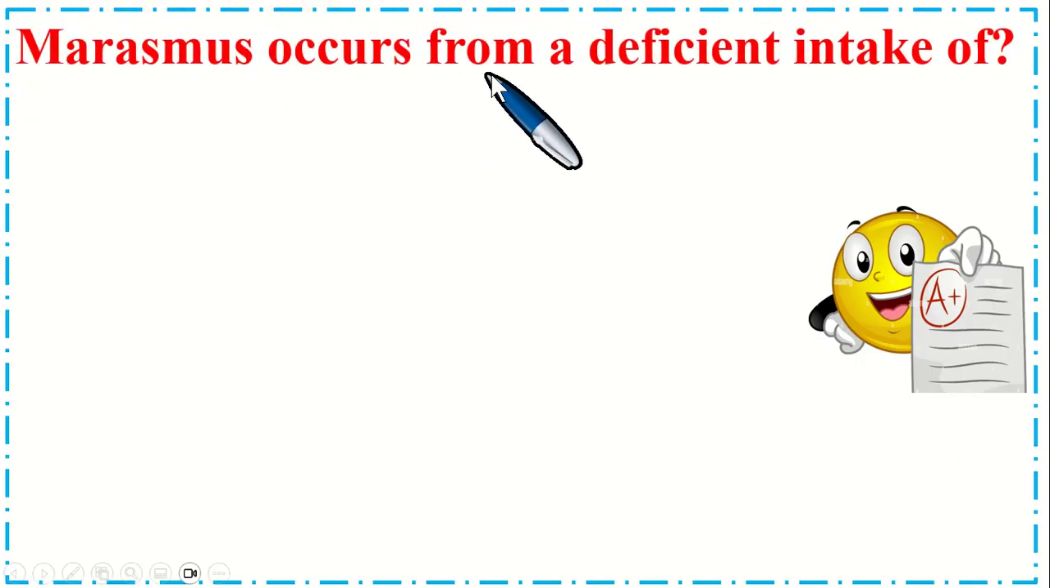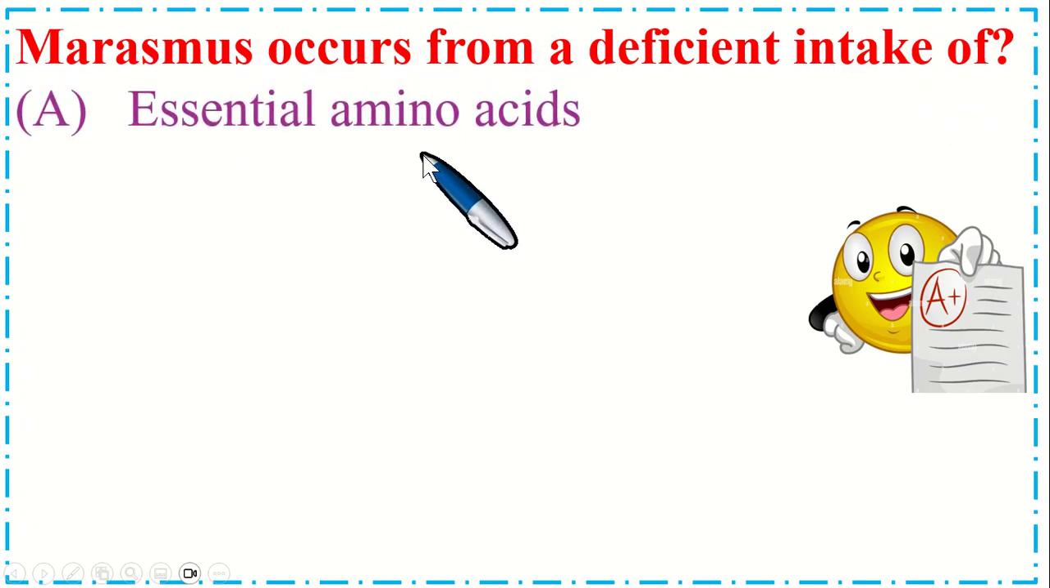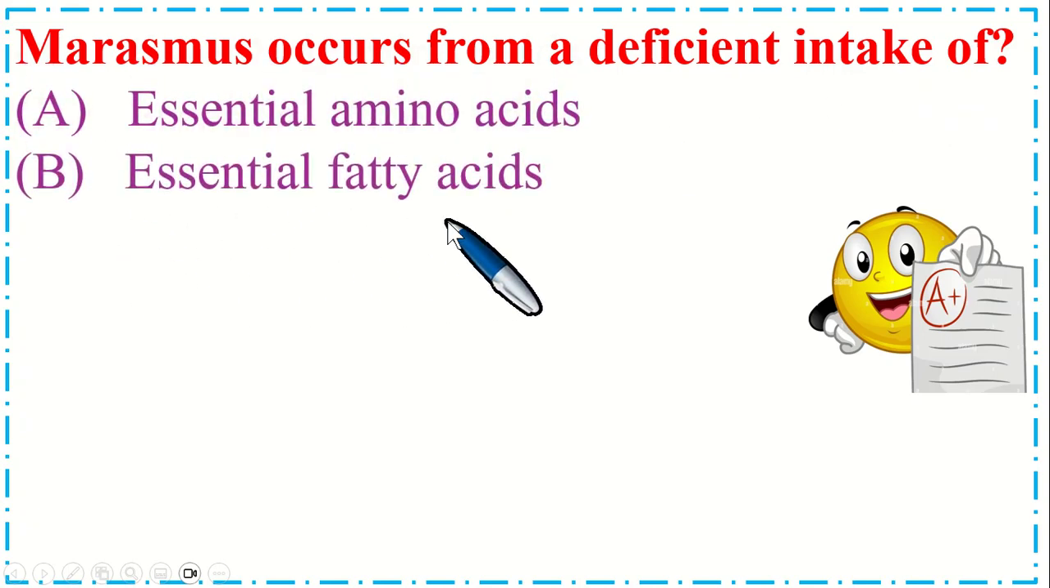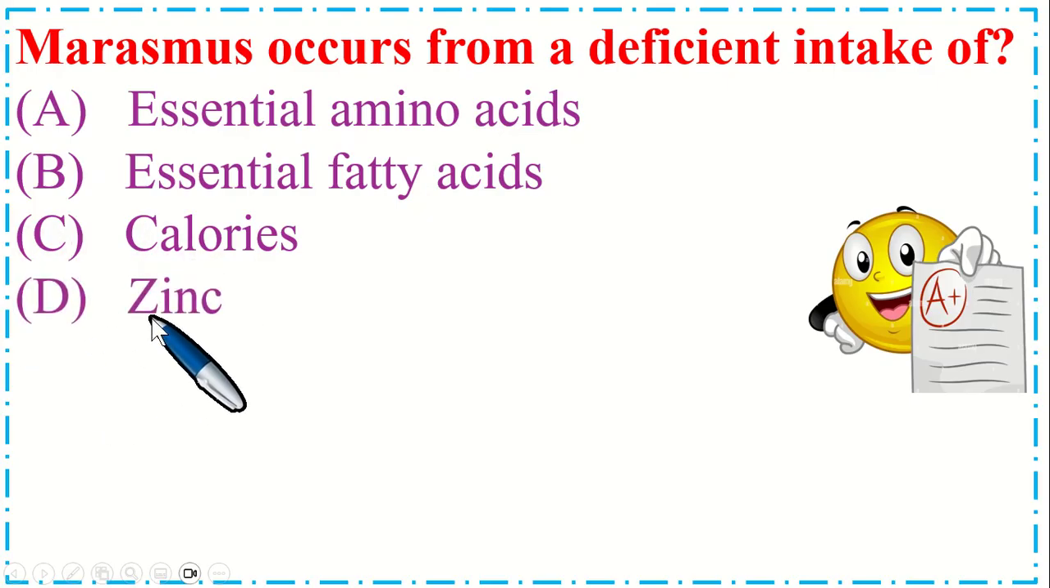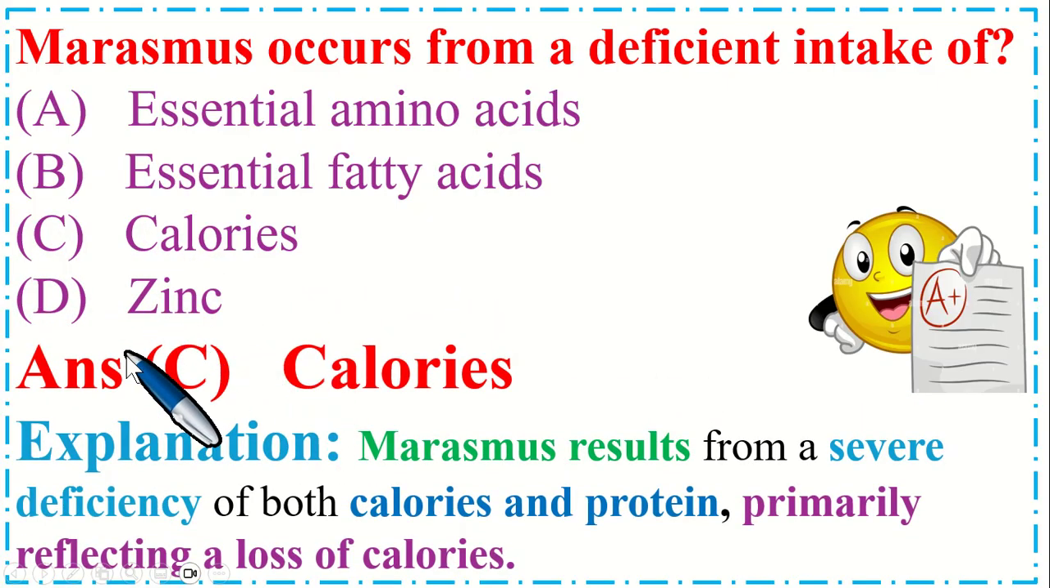Marasmus occurs from a deficient intake of option A essential amino acids, B essential fatty acids, C calories, and option D zinc. So the correct option is C calories. Explanation is marasmus results from a severe deficiency of both calories and protein, primarily reflecting a loss of calories.